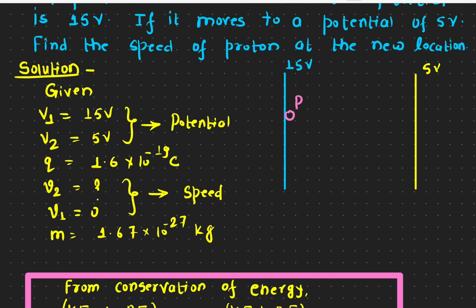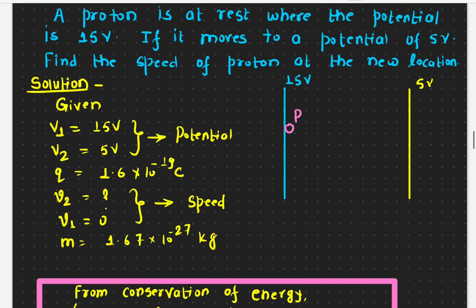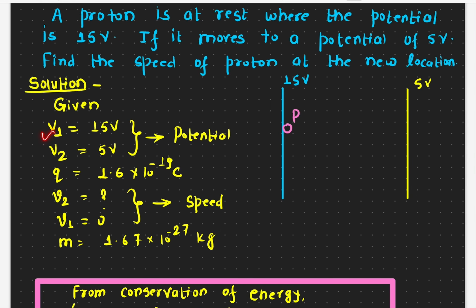And now how would you find the speed of this proton when it comes to this 5 volt potential? So let's first write down all the given numbers here. V1, that is the potential, is 15 volt, and V2, that is the potential, is 5 volt. The proton has a charge of this number here. That's the charge of the proton that is given. Even if it is not given, this is such a basic number that you have to remember.